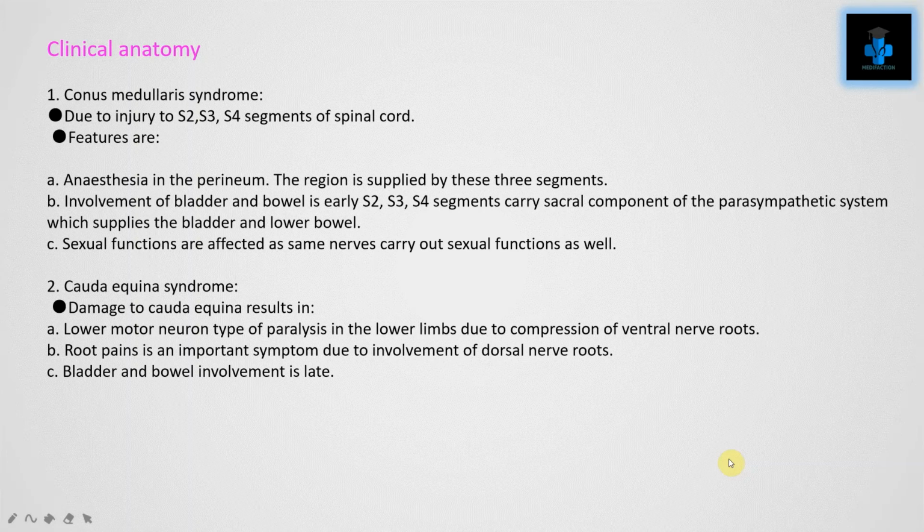Number 2. Cauda equina syndrome. Damage to cauda equina results in A. Lower motor neuron type of paralysis in the lower limbs due to the compression of the ventral nerve roots. B. Root pain is an important symptom due to involvement of dorsal nerve roots. C. Bladder and bowel involvement is late.